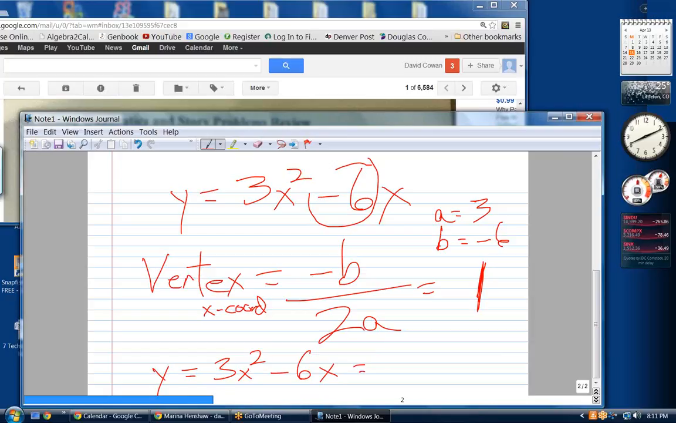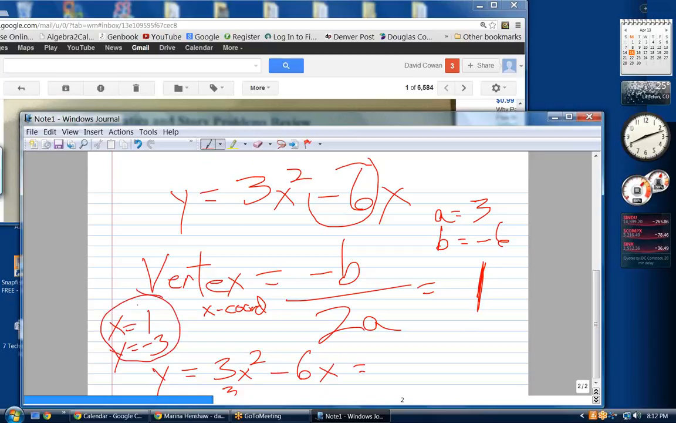y equals 3 times 1 squared minus 6 times 1. What is that answer? -3. Good. So we have an x-coordinate on the vertex of 1 and a y-coordinate of -3.